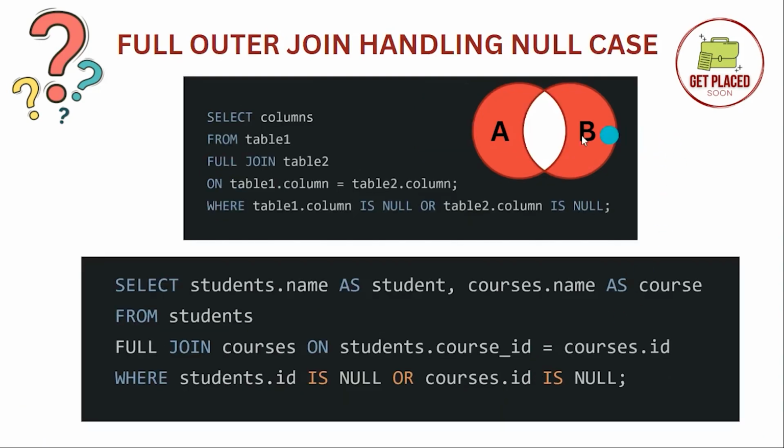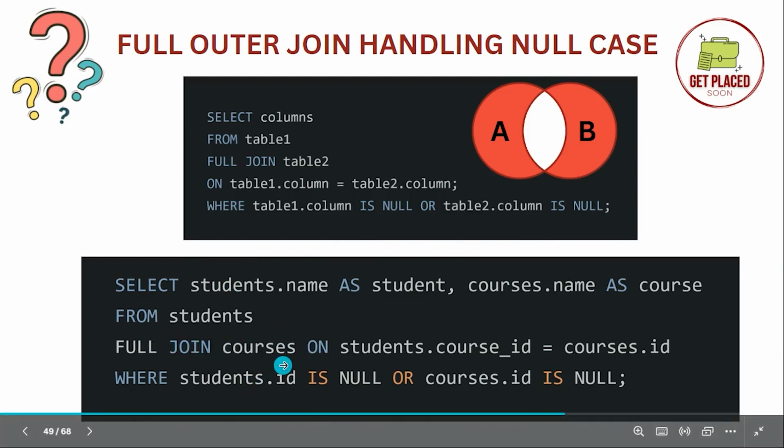Now, full outer join handling null case, which means there is nothing common, there is nothing matching from table A and table B. Now, what you do is you write this condition where table1.column is null or table2.column is null. So the syntax is same as full outer join. You write the word full join. Everything is same, but you add the sentence where students.id is null or courses.id is null.